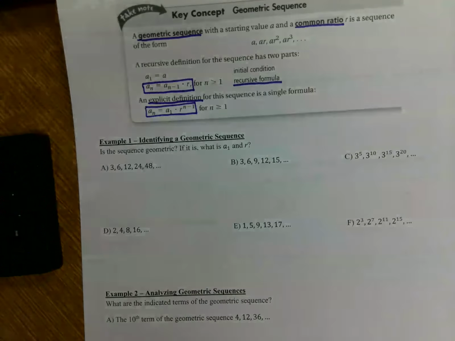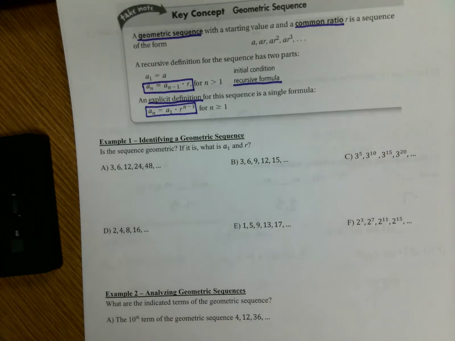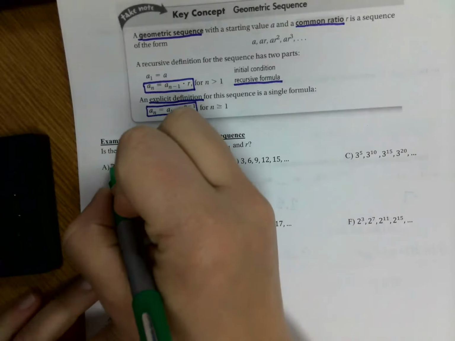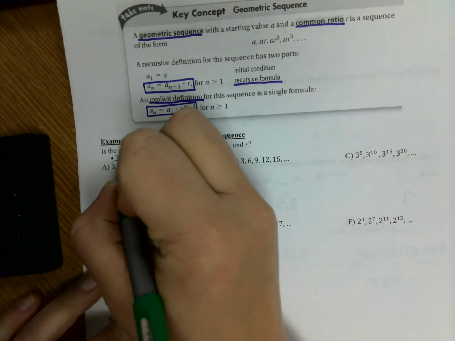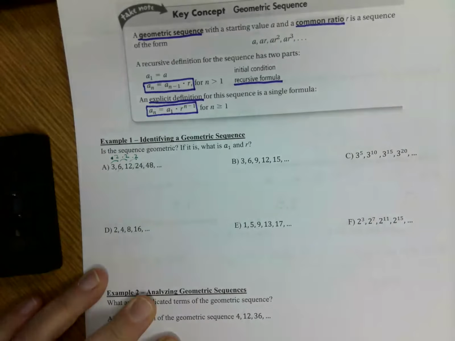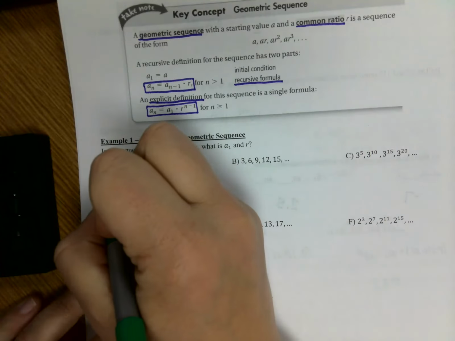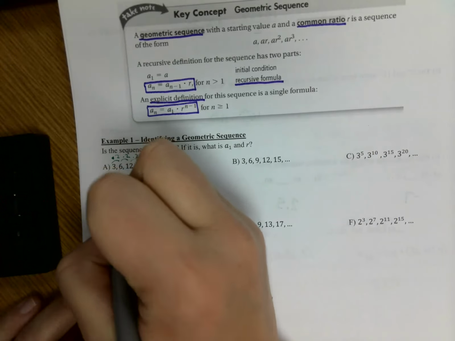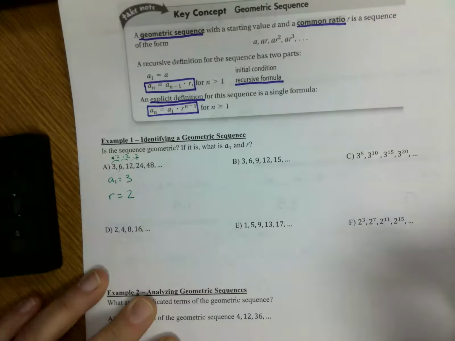To determine if it's a geometric sequence, you have to check to see if you're multiplying by the same thing each time. So here I would be multiplying times 2. Here I would multiply times 2. Here I would multiply times 2. So yes, this is going to be a geometric sequence. It's asking for my first term. My first term here is 3. And my common ratio, my r, whatever number I multiply by, is 2.